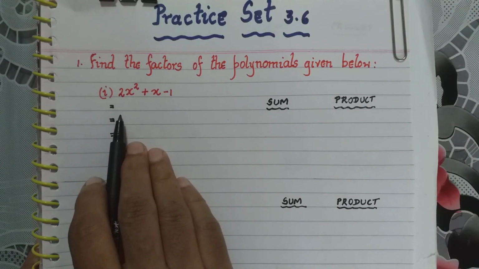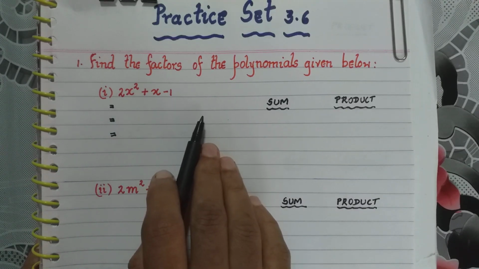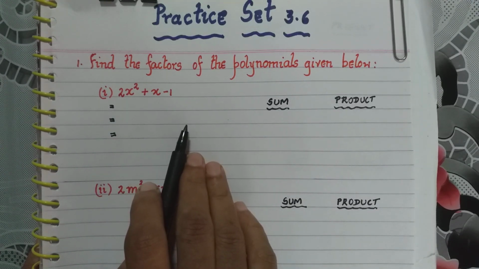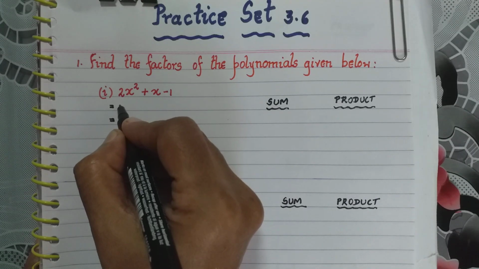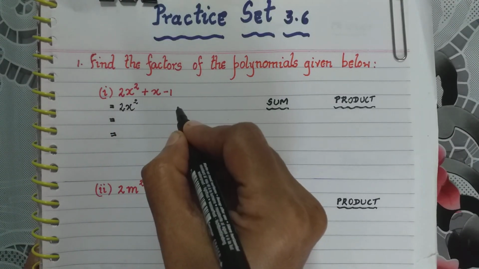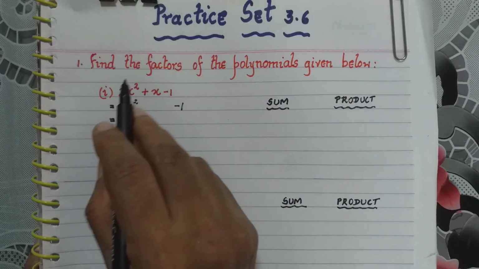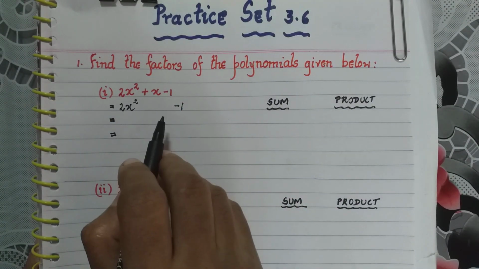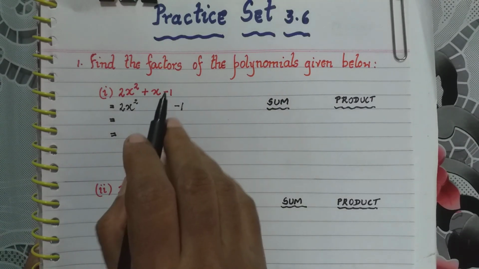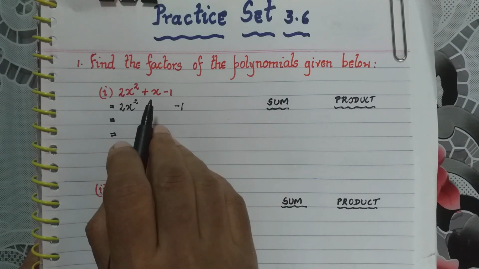Okay, the first term and the last term, that is the square term and the constant term, are written as they are. So first let me write the first term, that is 2x square, and the last term, that is minus 1, as it is. I said this plus x is split into two parts such that it amounts to plus x. Let us see how we do it.